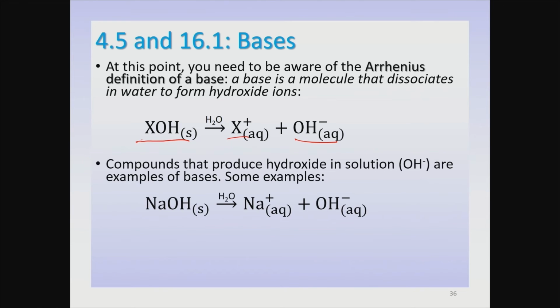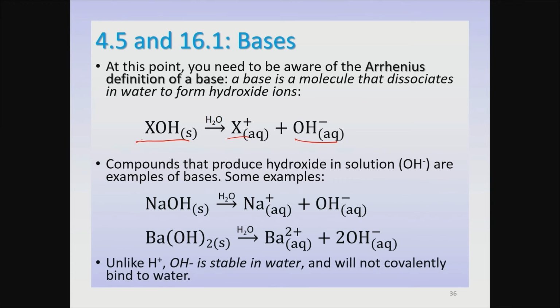So here are some examples. We have one base here, it's called sodium hydroxide. It will dissolve in the water and produce sodium ions and hydroxide ions. Here's another one. We have barium hydroxide, but you can see that when it dissolves in water, each molecule of barium hydroxide will produce one barium 2+ ion and 2 hydroxide ions.